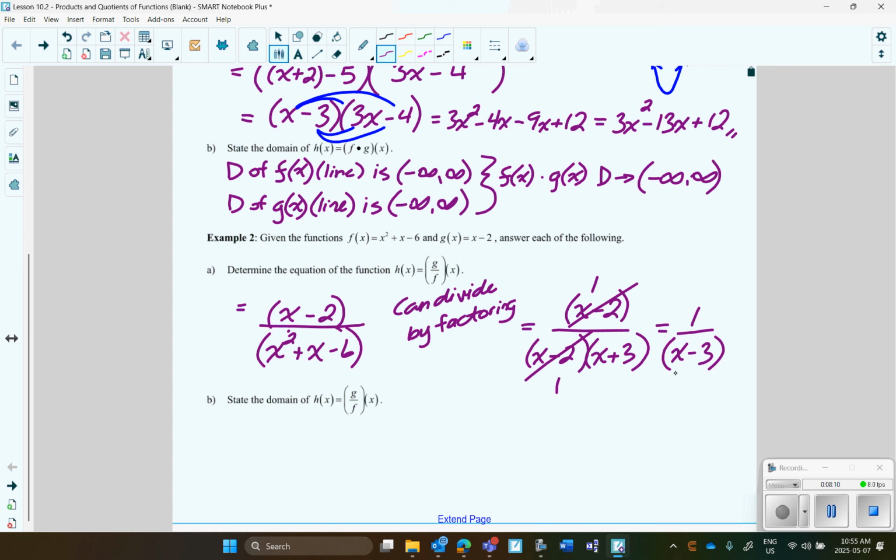Do you have to keep the brackets? Not necessarily, no. I always like to keep them to remind myself that they have to stay together, but it doesn't matter. It is x plus 3, because I made an error. Thank you, yes, you're right.